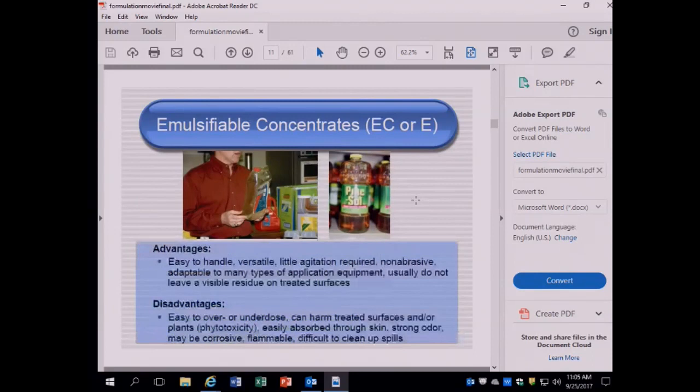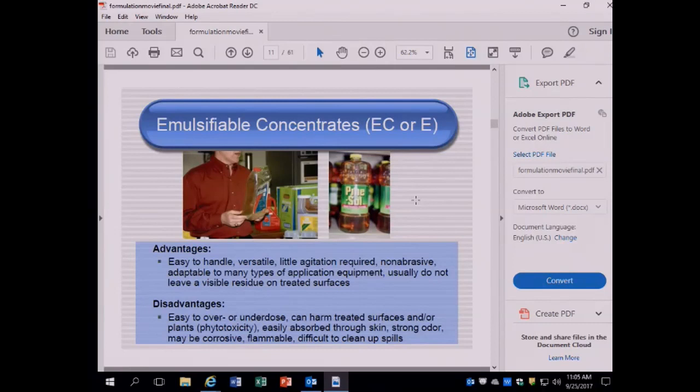Some of the advantages of ECs are they're easier to handle, they're versatile, require little agitation, they're non-abrasive, adapt to many types of application equipment, and usually do not leave a visual residue on treated surfaces. Some of the disadvantages: they're easy to overdose, and can harm treated surfaces and or plants. The term when we're talking about harmful activity on plants is phytotoxic. Phyto means that the application of it is toxic to the plant.